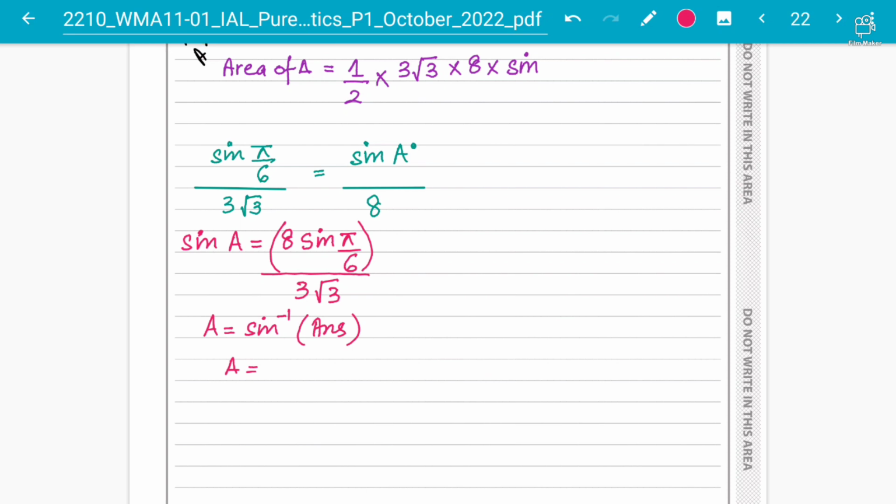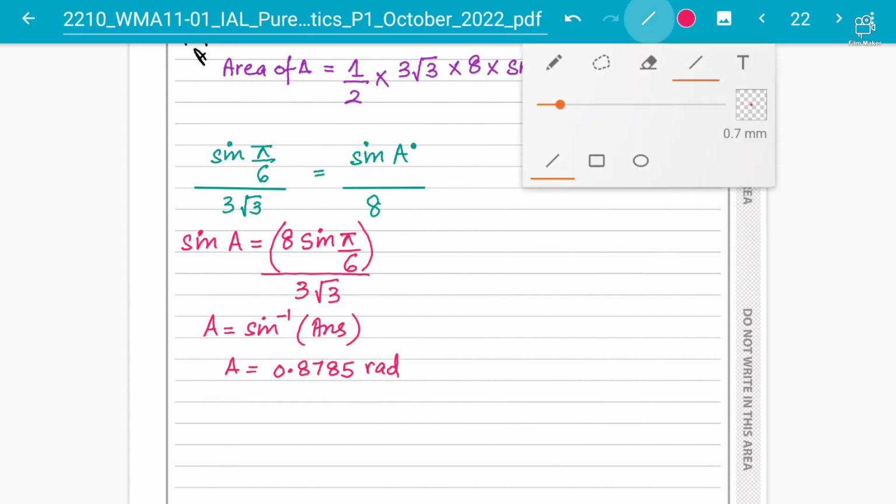This time we can do it in decimals, so I'll write the complete number. Because we need the final answer in that, so 0.8785. I'm taking it to 4 decimal places for the moment. So angle A, I got it as 0.8785, students.